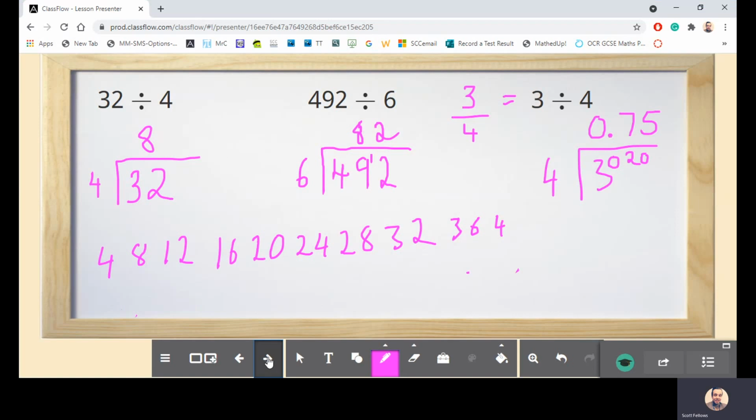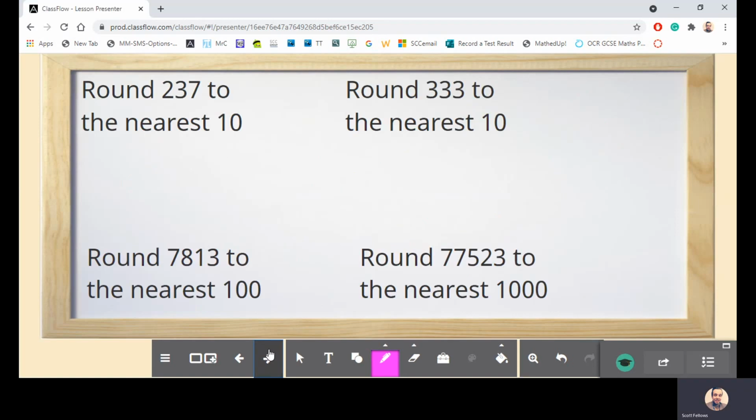Okay, moving on. We've got rounding. Rounding to the nearest 10. So the key thing here is knowing where your units go. So we've got units, tens, hundreds. If we round to the nearest 10, that means we're looking at the 10 column and the one after, tens and units. These two.